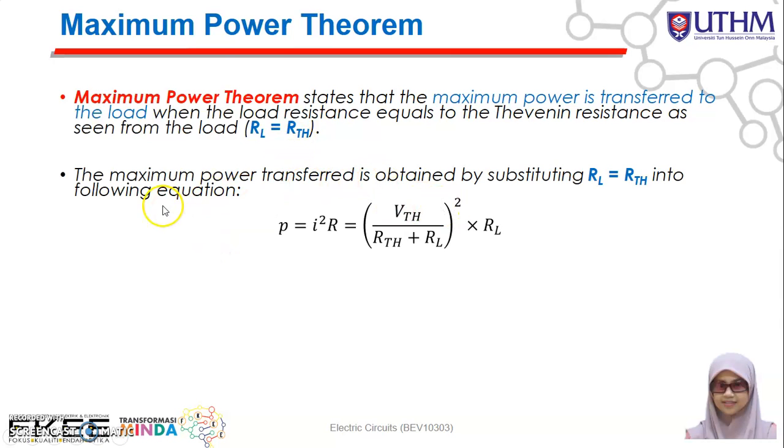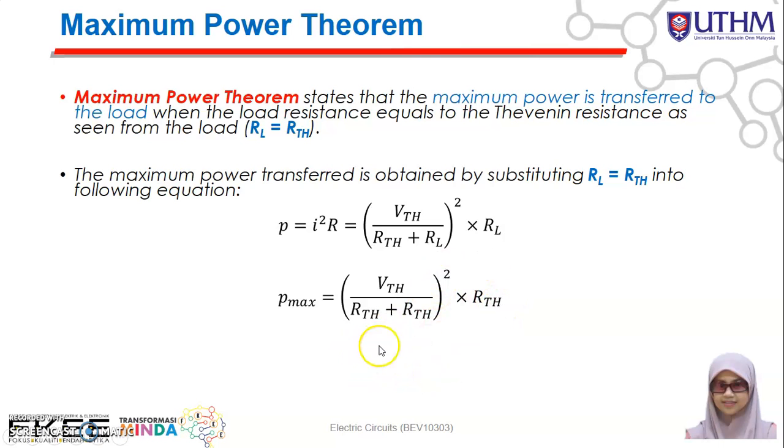Alright, and then how do we find the maximum power transferred? Basically, we can just use the equation of P that we have in the previous slide. You know that your P is equal to V Thevenin divided by (R Thevenin plus RL), squared, multiplied with RL. This is the equation of power absorbed by the load. After that, you can just substitute the value of RL equal to RTH, because when RL is equal to RTH, the power is maximum. So P max will be equal to V Thevenin squared divided by (R Thevenin plus R Thevenin) squared, multiplied with R Thevenin, because RL will be equal to R Thevenin.